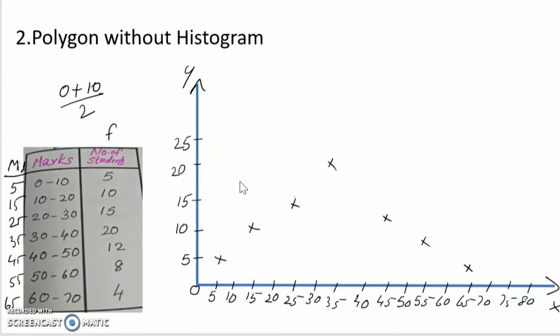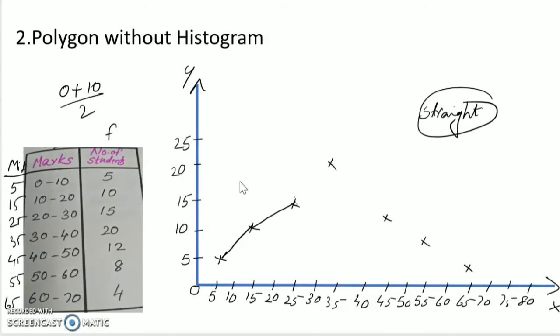The only thing you have to keep in mind is that all the lines we are drawing should be straight lines. Don't draw them freehand. In a polygon, you always have to draw the lines straight, from this point to this point. You have to draw this with a scale only.